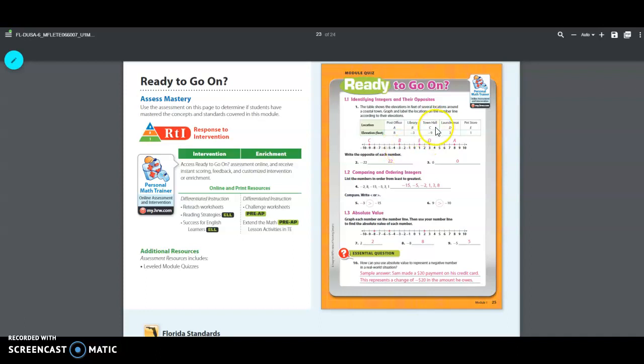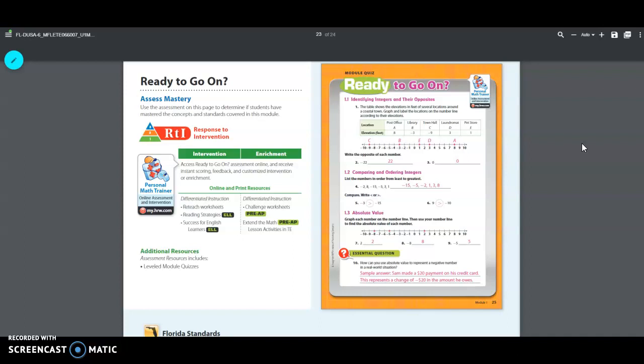For the town hall C, which has a -9 elevation, it'll be over here. For the laundromat, which is at a 3 positive elevation, it'll be located here. And for the pet store that is at a 1 elevation, it would be located here. Again, just graphing on a number line positive and negative integers. Writing the opposite of each number, the opposite of -22 is going to be 22. The opposite of 0 is 0.